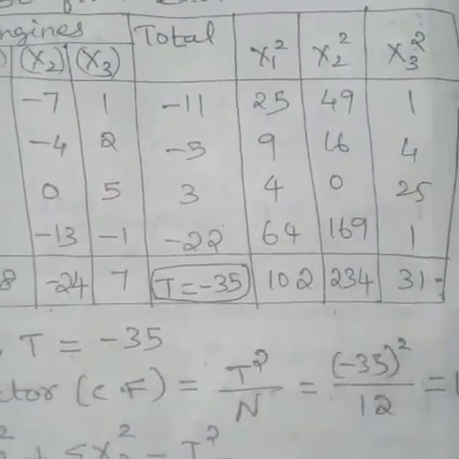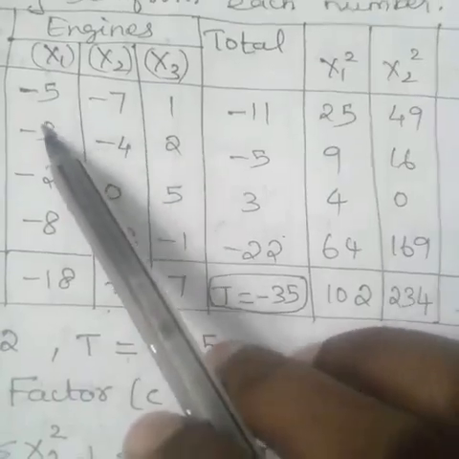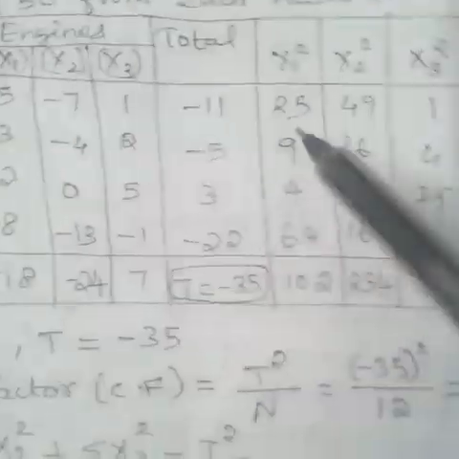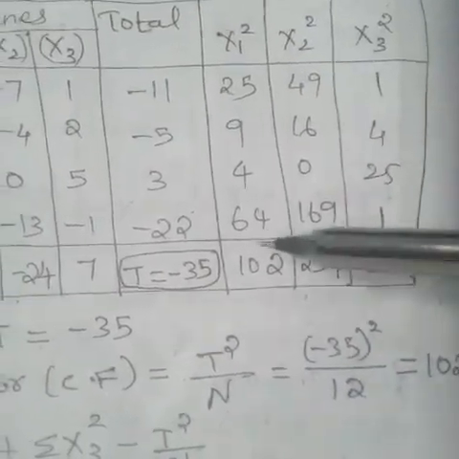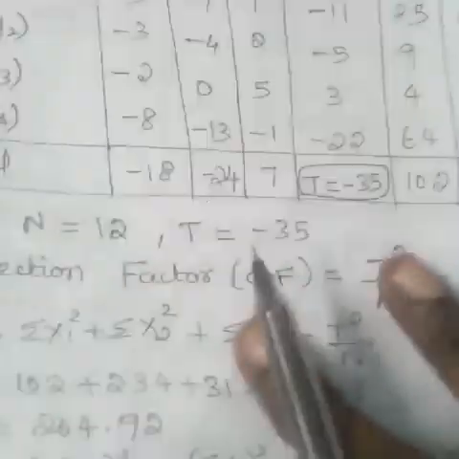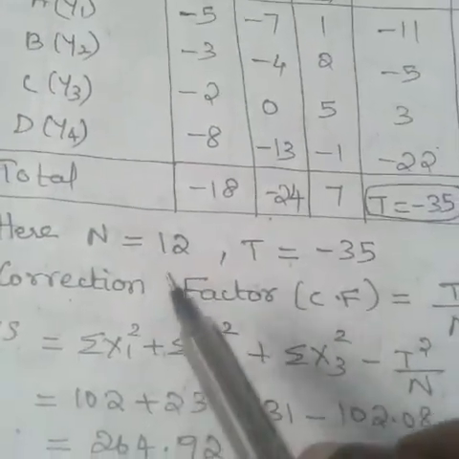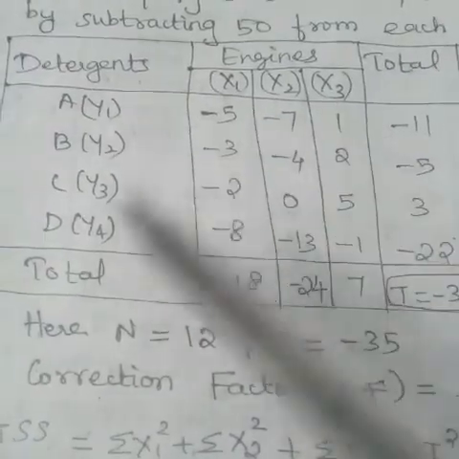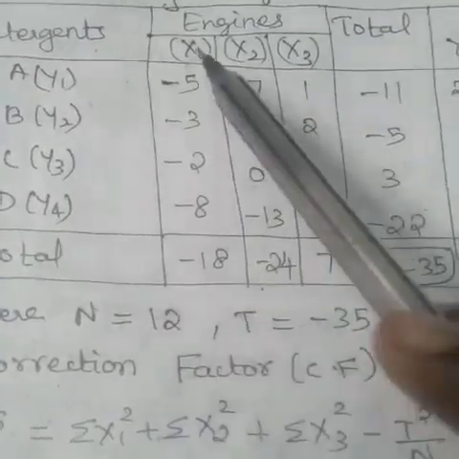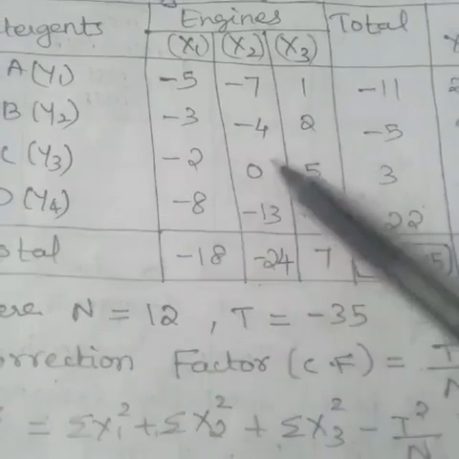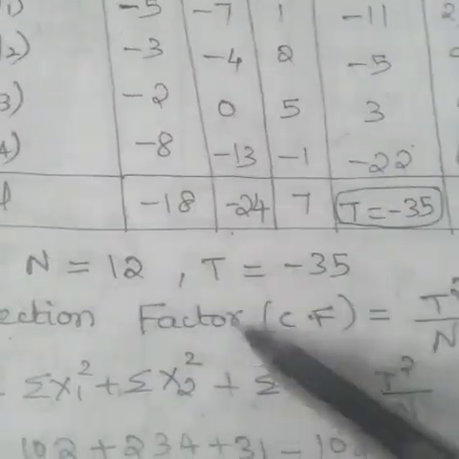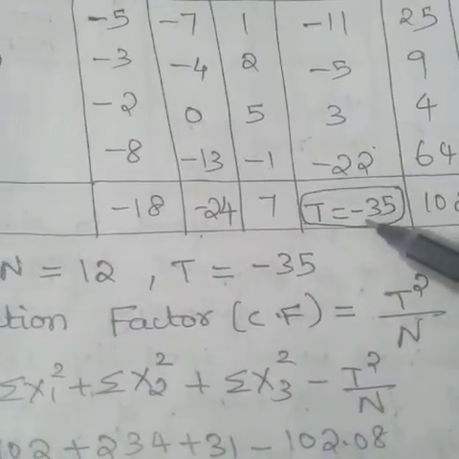Then x1 square, x2 square, x3 square is easy: the square values, minus 5 the whole square is 25, 7 square is 49, 1 square is 1, like that. Then add all these values, we get the total. Then here n means what? N is the number of observations. How many observations do we have? 3 engines and 4 detergents, so 12. That means 1, 2, 3, 4, 5, 6, 7, 8, 9, 10, 11, 12. So the number of observations is 12, and T is the total of the observations, so total value T is equal to minus 35.